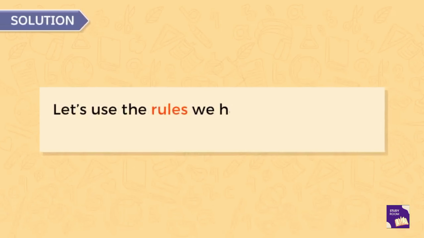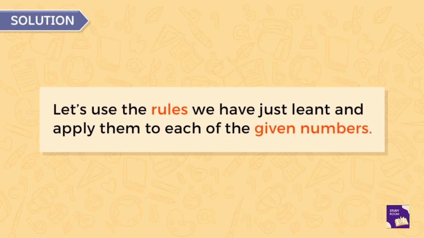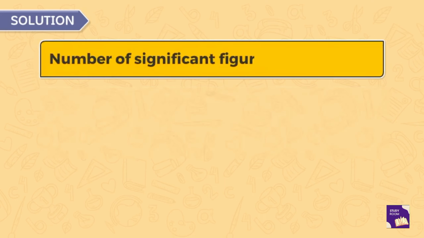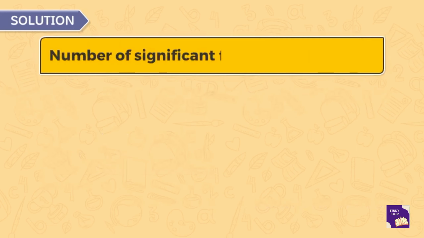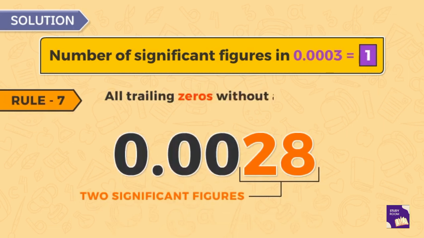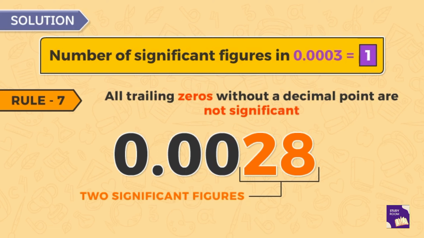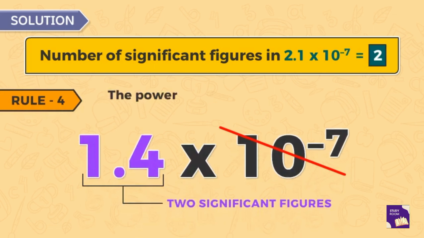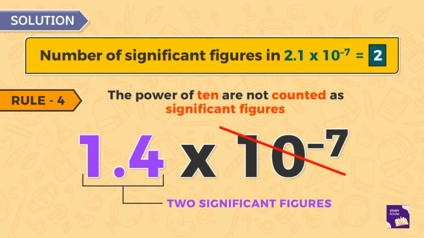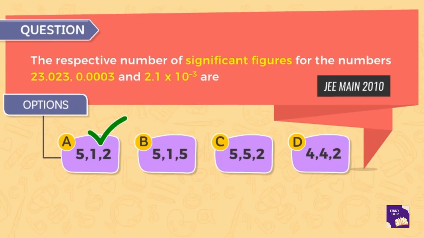Solution. Let's use the rules we have just learned and apply them to each of the given numbers. Number of significant figures in 23.023 is 5 because the zeros appearing between 2 non-zero digits are counted as significant. Number of significant figures in 0.0003 is 1 because zeros to the left of the last non-zero digit are not significant. Number of significant figures in 2.1 into 10 raised to the power minus 3 is 2 because the power of 10 is not counted as significant figures. Hence, option A is correct.